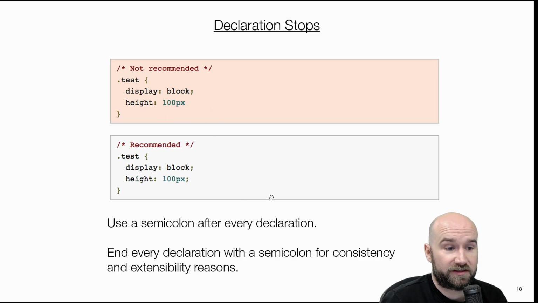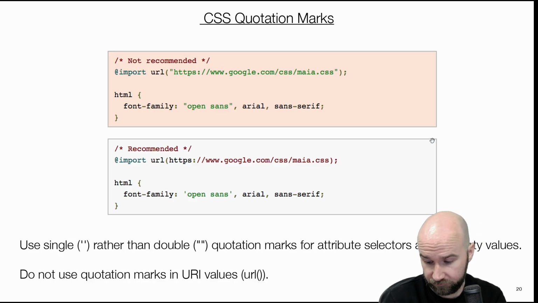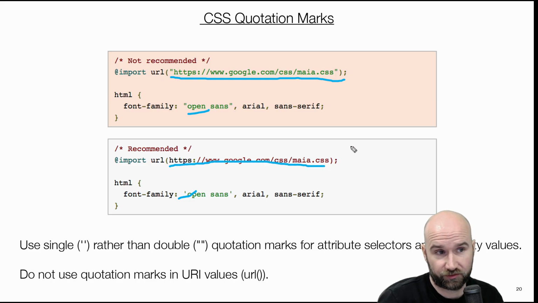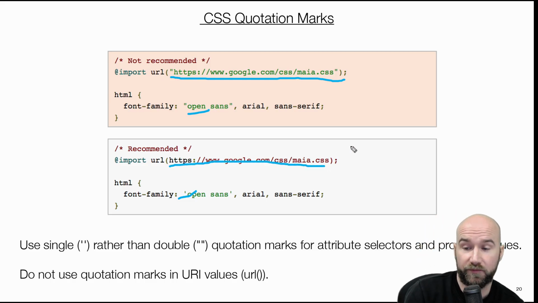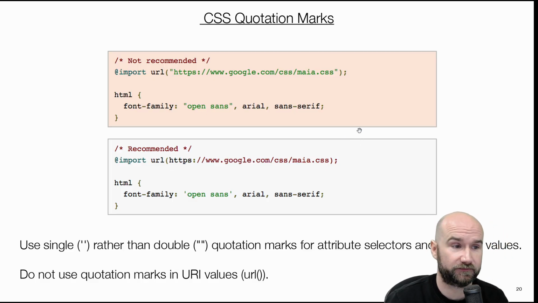Use a semicolon after every declaration for consistency. And CSS quotation marks. Here they're saying to use the single quotations rather than double quotations, and do not use quotation marks in URI values. So, contradiction with the HTML style guide, it's telling us to just use single quotes. And if you're going to use a URL in, say, an import, don't use the quotes there as well. The logic behind that I actually don't know, so I probably should look into that. But the style guide just tells you not to.